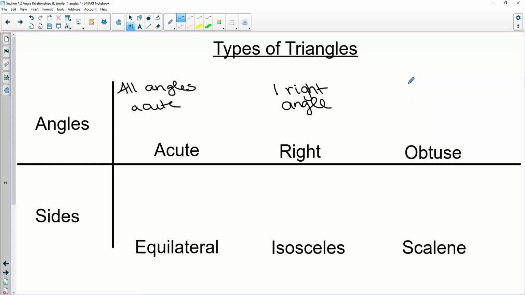And an obtuse triangle has one obtuse angle. Again, you can't have more than one obtuse angle because it would be more than 180 degrees. So we could say every triangle is either acute, right, or obtuse.